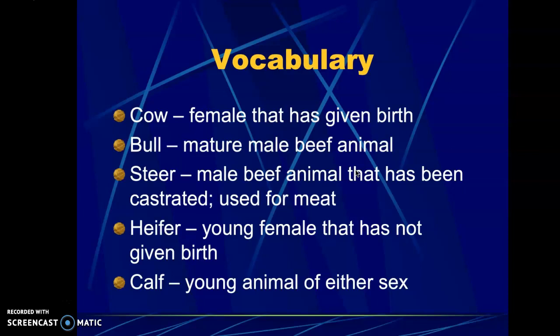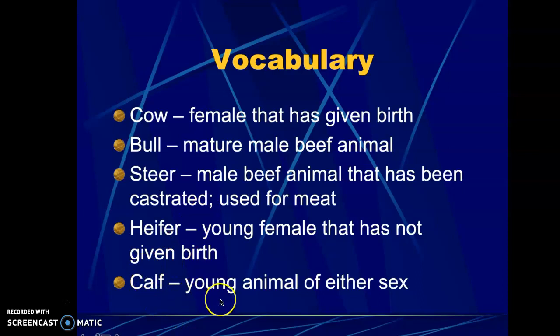So first we have cow, which is a female that has given birth. The opposite of that is heifer, which is a young female that has not given birth. Then we have a bull, who is an intact male or mature male. This bull can reproduce, which means it can have babies, but its counterpart is a steer. A steer has been castrated, primarily used for meat.